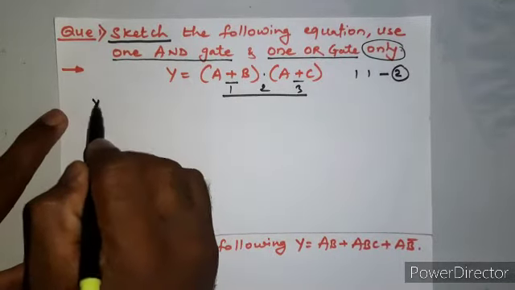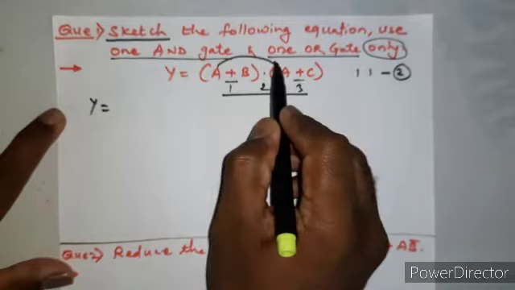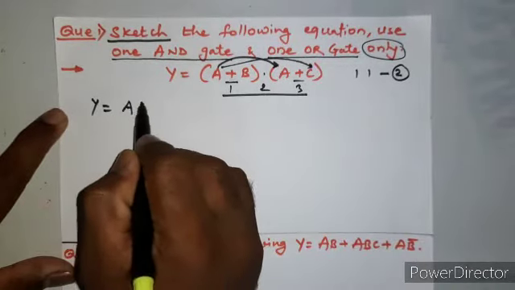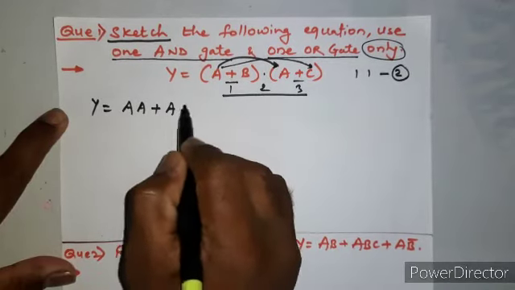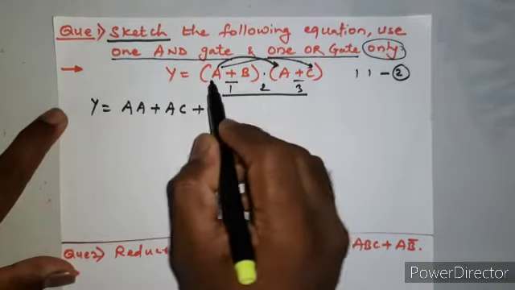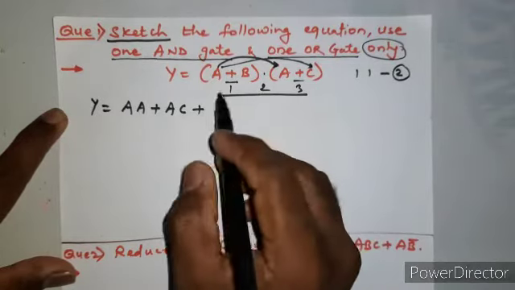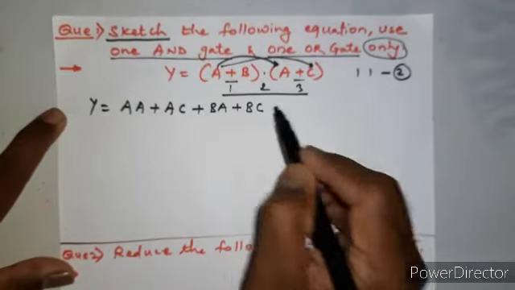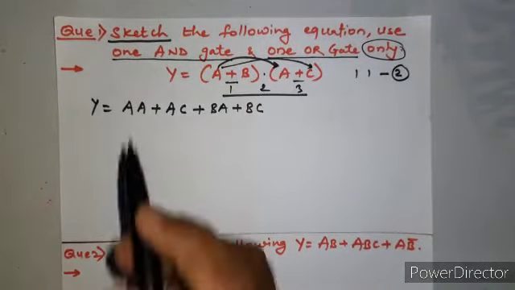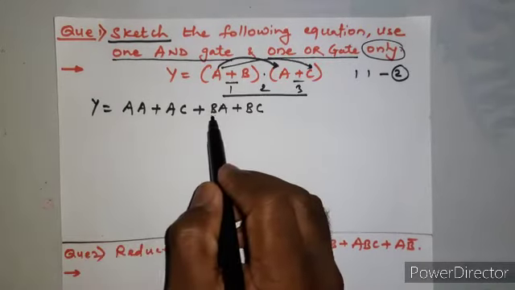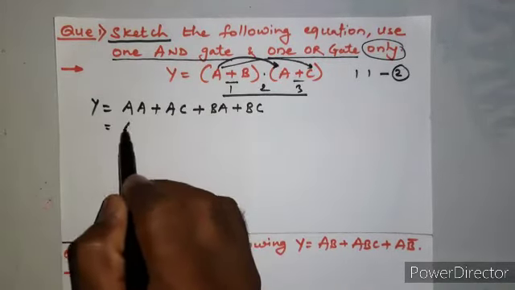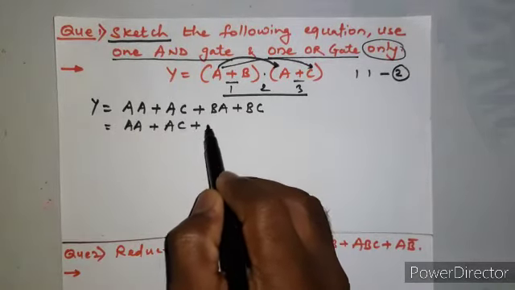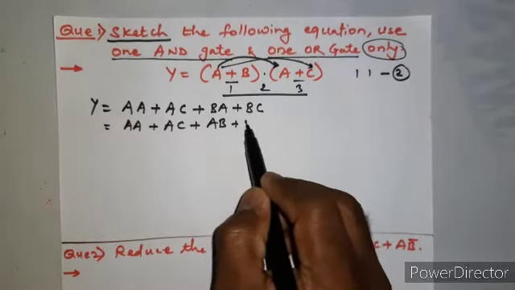So I have Y equal to A multiplied by A and then A multiplied by C, right? A into A plus A into C, plus, I am done with A. Now B into A plus B into C. Or I can write A into A plus A into C plus, now this BA, I can write AB plus BC.